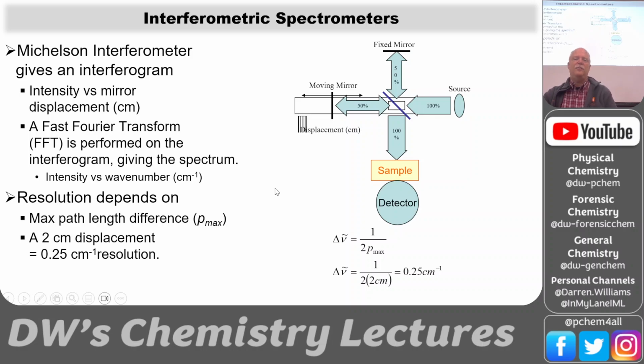Now, interferometric spectrometers are awesome. They're totally different. So here we have a source. Light goes through a beam splitter. So this is a 50-50 beam splitter. This beam splitter here sends 50% of the light up and lets 50% of the light through.